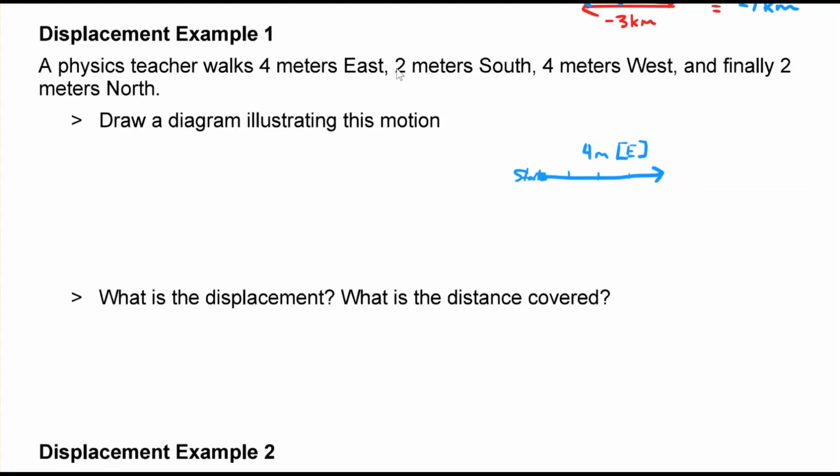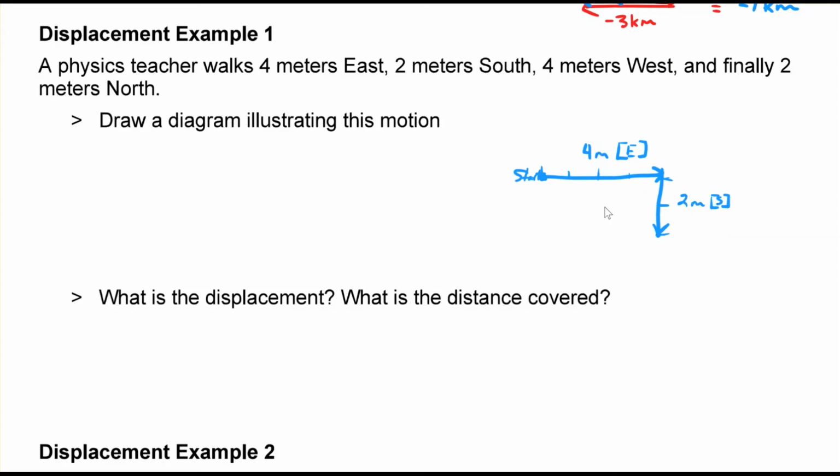Then from there, I go 2 meters south. So from the end of the arrow, we go 2 meters south. And we want our arrow to be 2 of these units. Do you know what I mean? So if this was 2 meters from here to here, we want it to be the same length. So this represents 2 meters south.